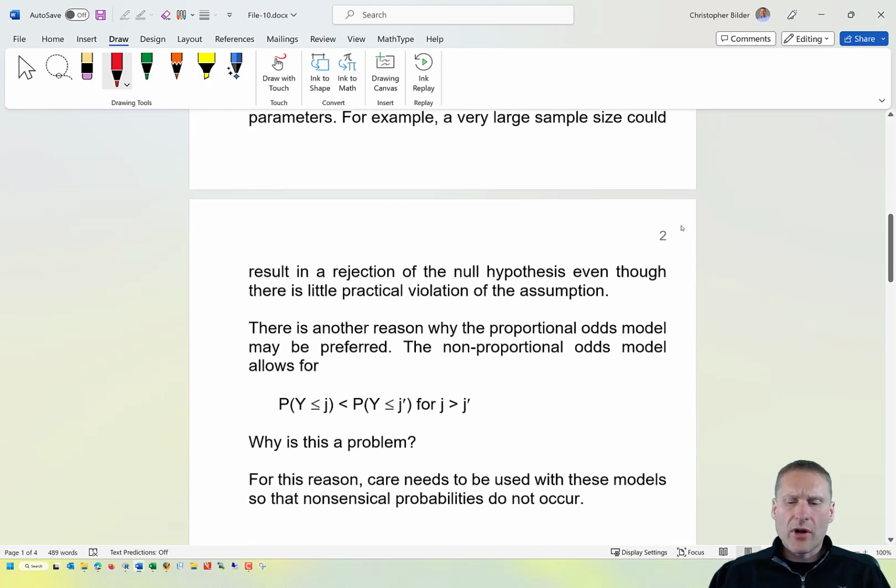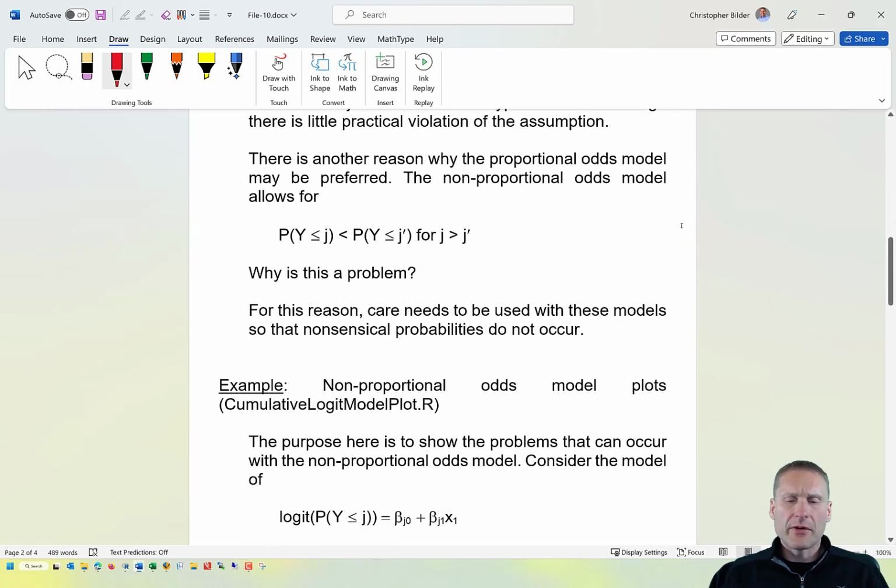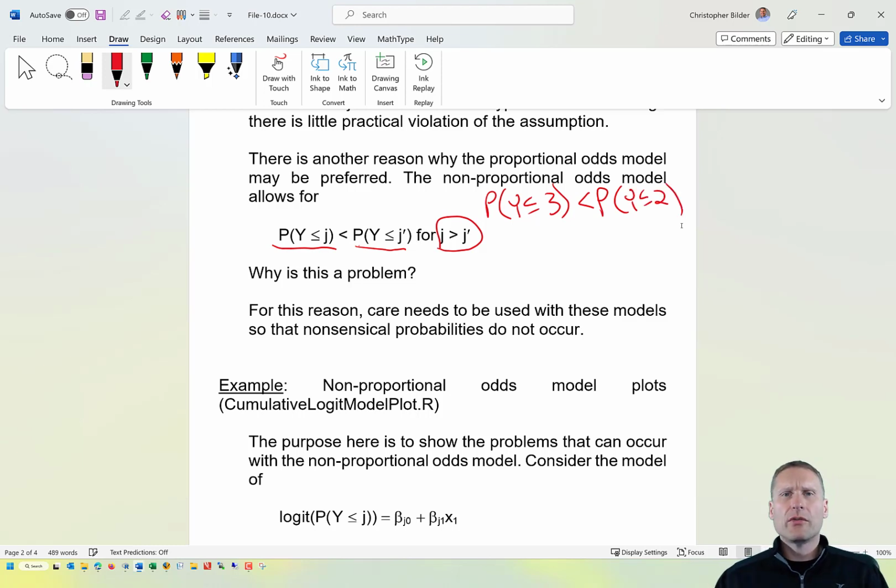So that is one problem. Here's a bigger problem though. The non-proportional odds regression model allows for the following. The probability that Y is less than or equal to J can be less than the probability Y is less than or equal to J prime for J greater than J prime. To put some numbers with this, for example, the probability Y is less than or equal to 3 could be less than the probability that Y is less than or equal to 2.